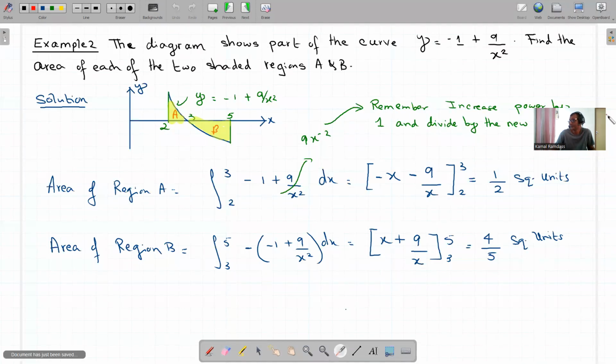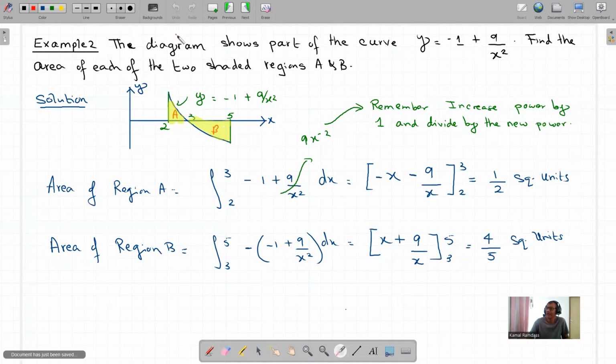Example 2. The diagram shows part of the curve y is equal to minus 1 plus 9 over x squared. Find the area of the two shaded regions, A and B. This is the curve y is equal to minus 1 plus 9 over x squared. Between 2 and 3, above the x-axis, is region A. Between 3 and 5, below the x-axis, is region B.